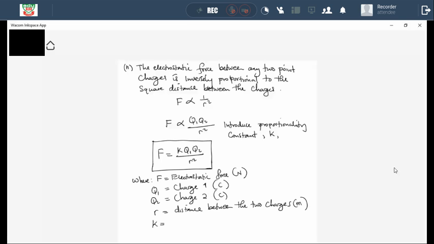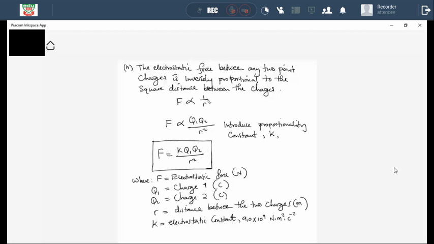And then finally, K is our constant, the electrostatic constant. We can also call it Coulomb's constant. The value is given. It's 9.0 times 10 to the power 9, and the unit is newton meter squared per coulomb squared. Whenever we do our calculations, let us know that Coulomb's constant is that value and it doesn't change.